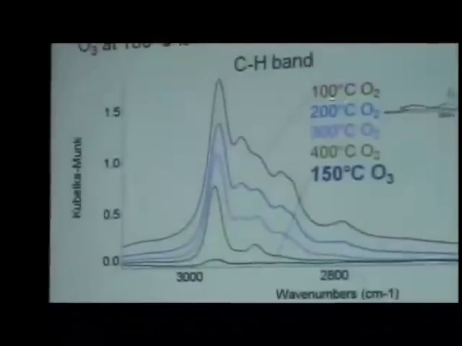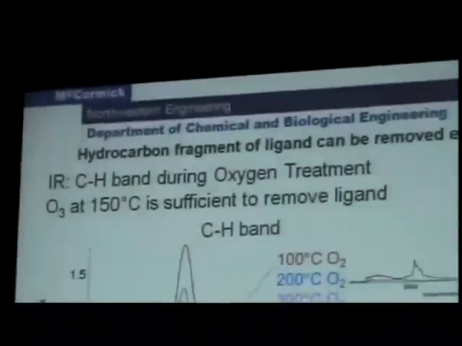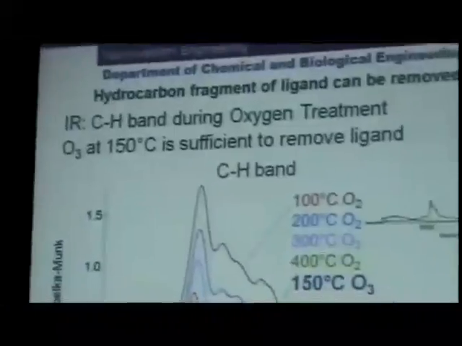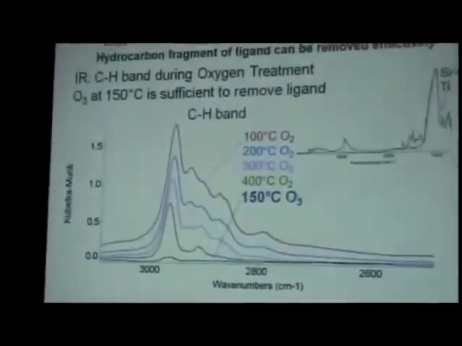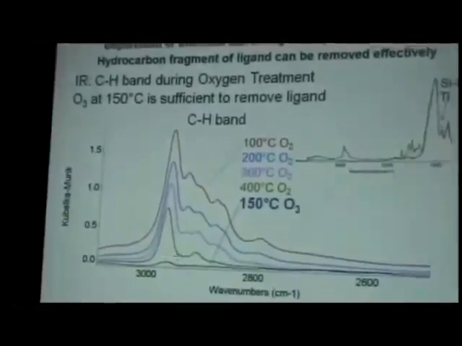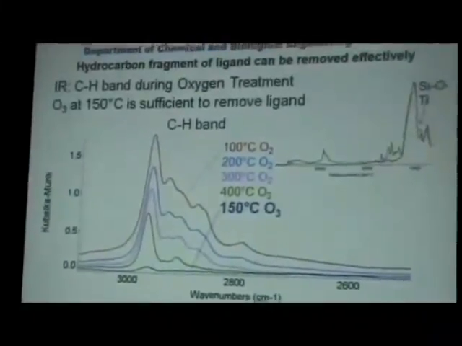How about the removal of the organic ligands from this gold ligand complex? Well, we can follow the CH stretch by infrared spectroscopy. As you can see, we increase the temperature of oxidation to remove the ligands, but ozone at 150 degrees removes the ligand quite effectively. So we think that we have what we have.